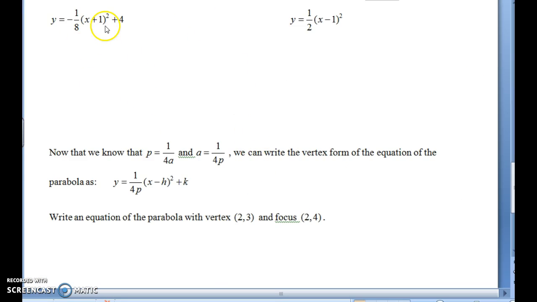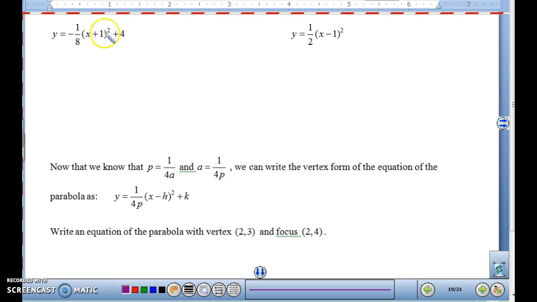All right, let's try this next one. We have this one in a different form: y equals negative 1/8 times (x plus 1) squared plus 4. What's my vertex? Well, remember your vertex is your (h, k). This is your h, this is your k. So the vertex on this one is going to be at (negative 1, 4). Which way is this going to open? It's going to open down, because a is negative.